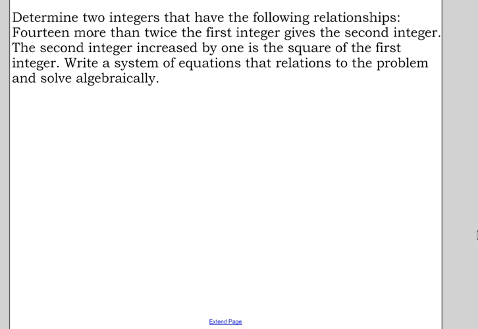Okay, so we're looking for two integers that have the following relationship. So 14 more than twice the first integer. What that means is, if we call our integers x and y, twice the first plus 14, so 14 more than twice the first number, gives the second integer. So the result of this is y, our second number.